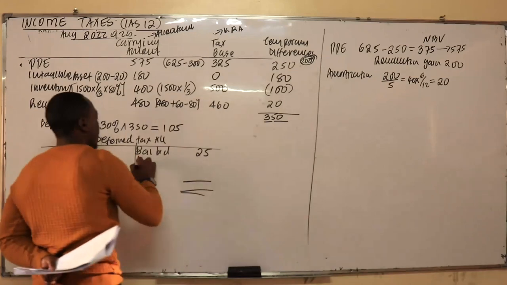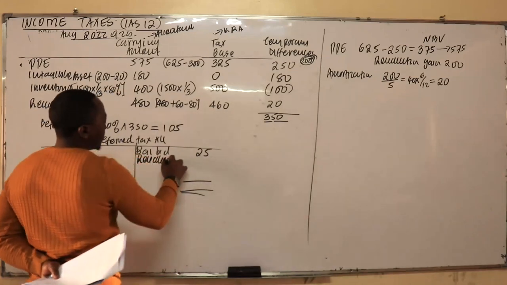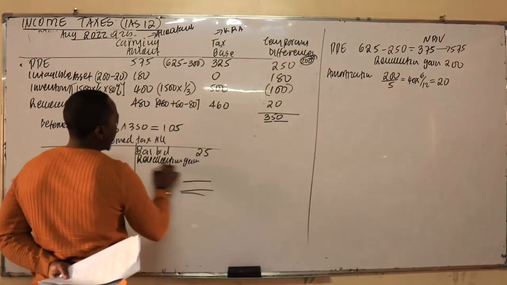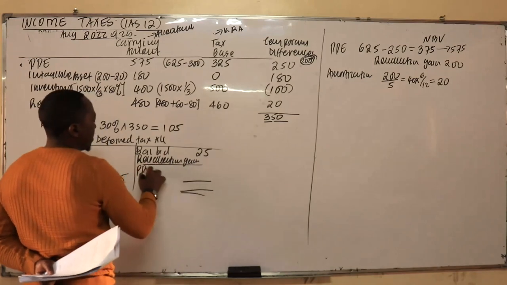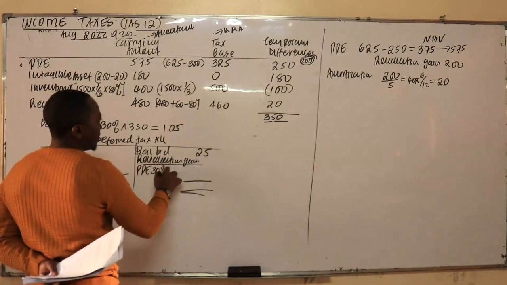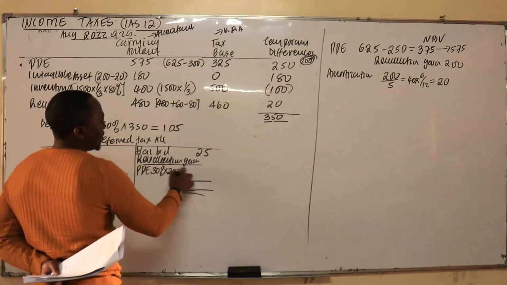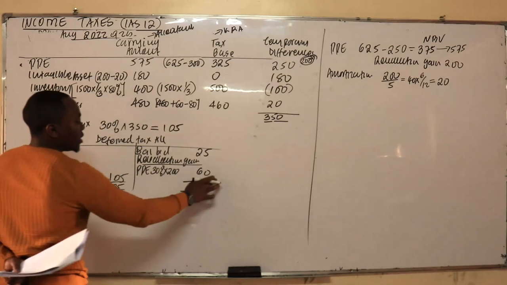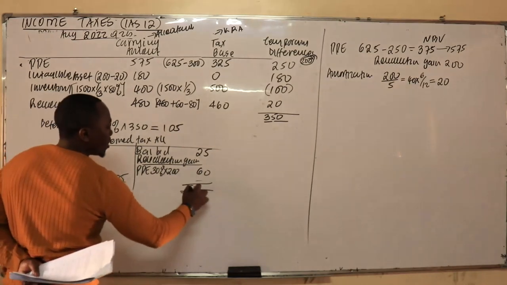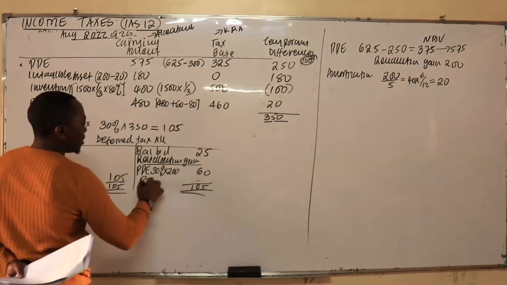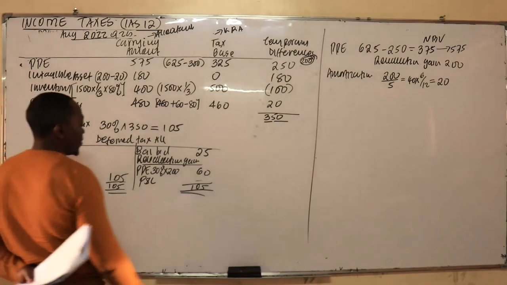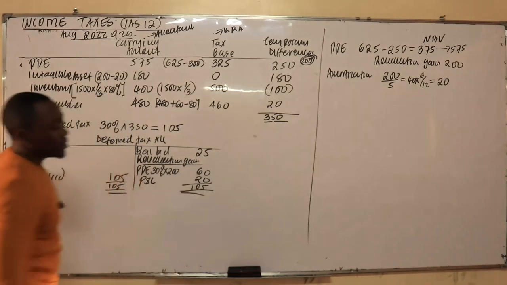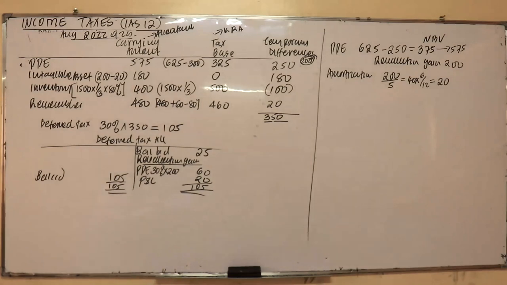So, revaluation gain for PPE, you take 30% of 200, you get an amount of 60. So this is 105. So how much do you take to P&L? 105 minus 85, you get 20. Yeah? Good. That's how you get your 10 marks. So now you can copy.